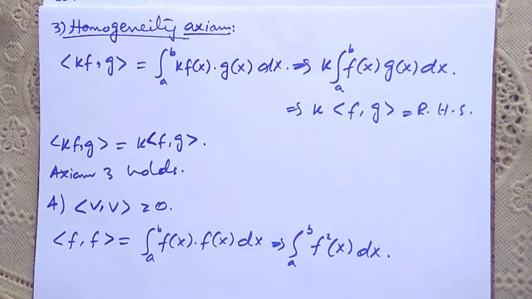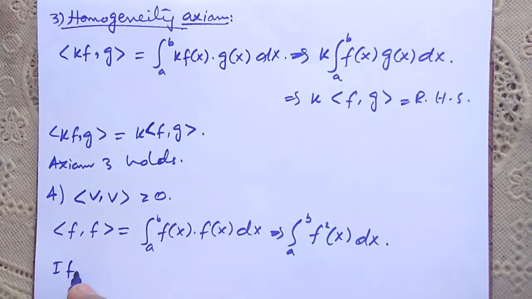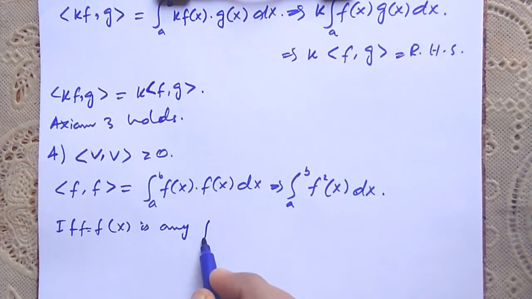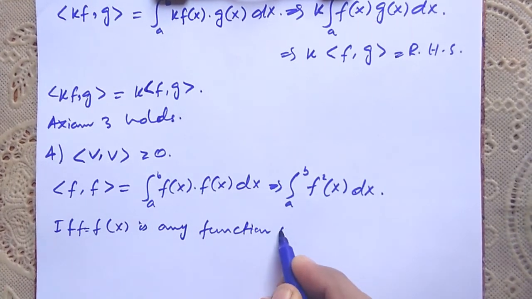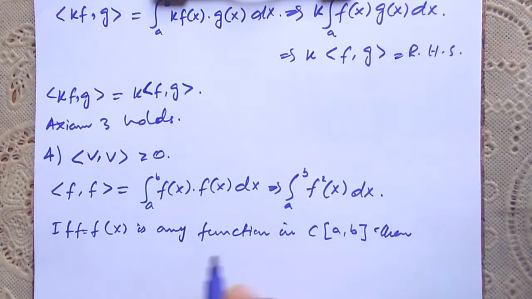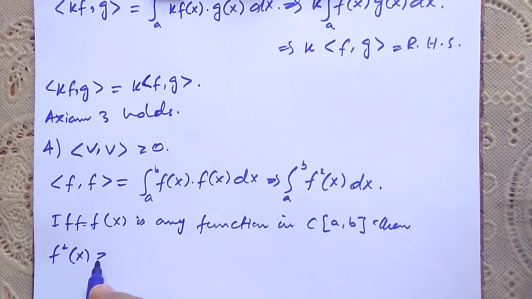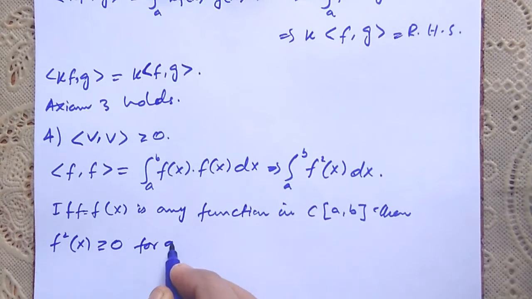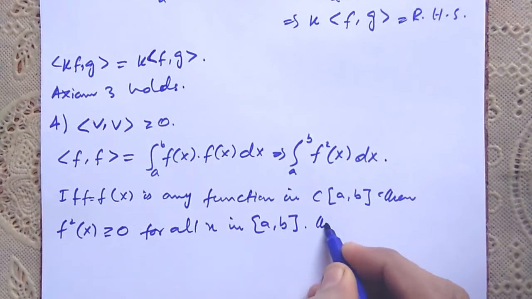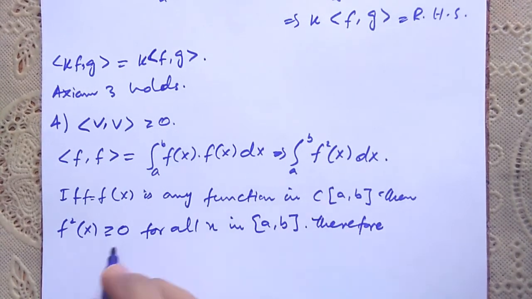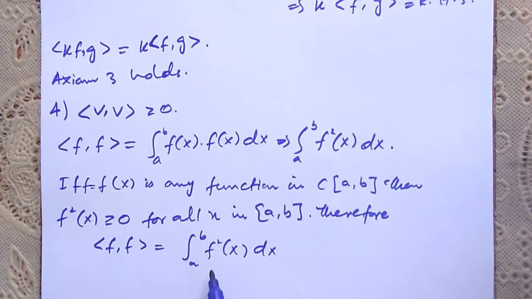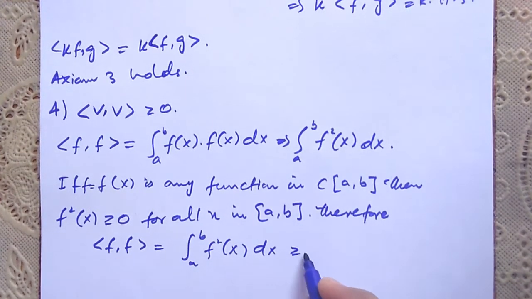So you can write, if f is equal to f of x is any function in the set of continuous functions from a to b, then f square of x must be greater than or equal to 0 for all x in the interval from a to b. Therefore the product of f with itself is equal to the integral from a to b of f square of x dx, which is greater than or equal to 0.